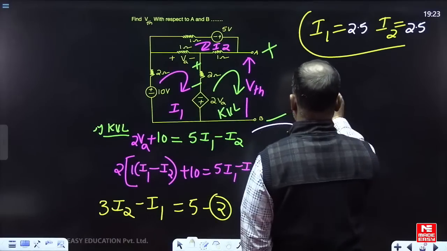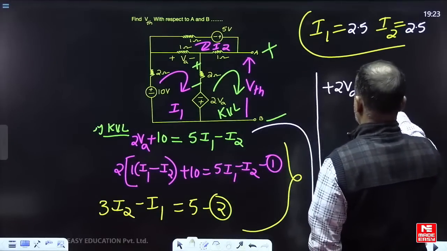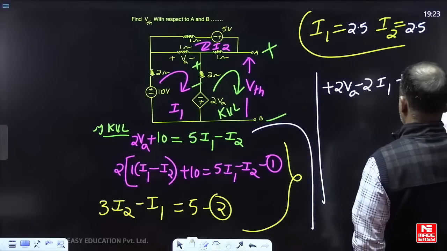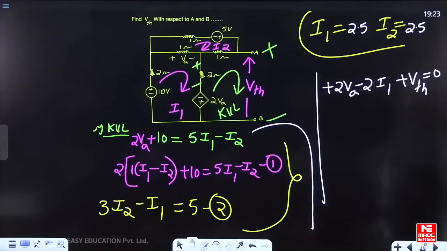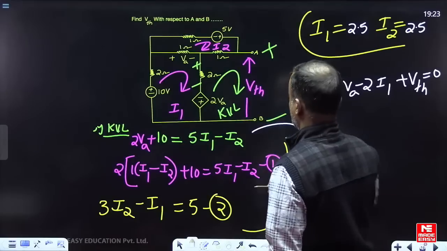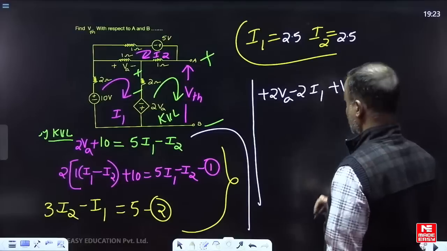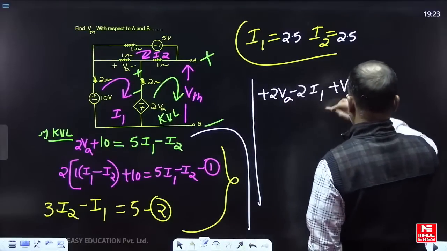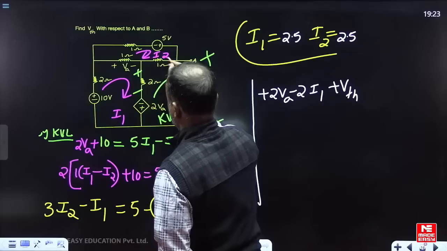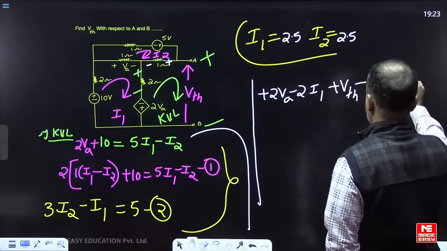Higher potential to lower potential, voltage drop VA. Now lower potential to higher potential, minus 2I1. Now higher potential to lower potential, VTH is equal to 0. Okay. Now for this particular example, one more element is there. In this 1 ohm resistance, wherever current is entering is plus and the other one is minus. Then we write this with minus I2 equal 0.